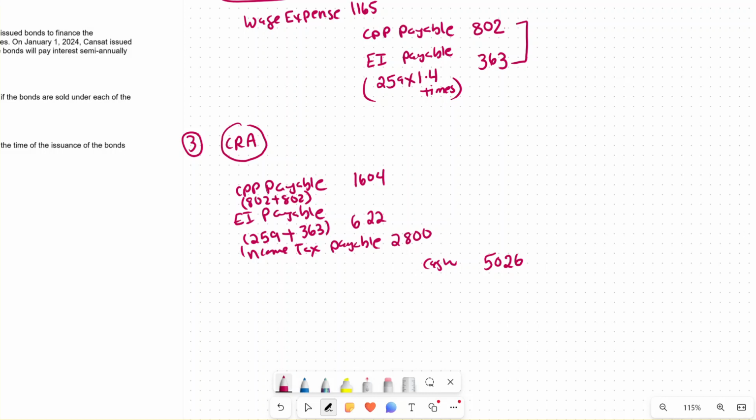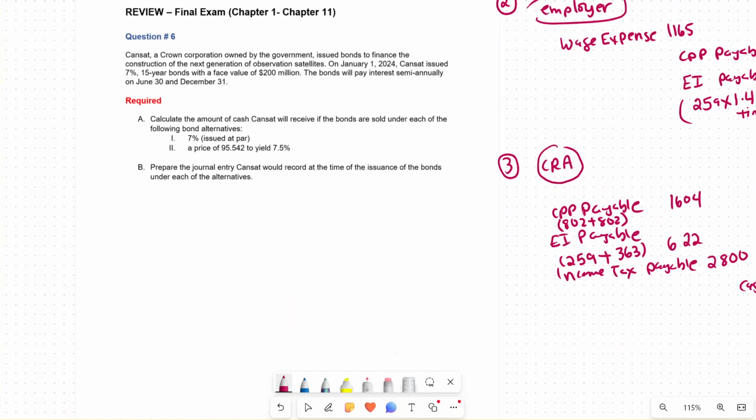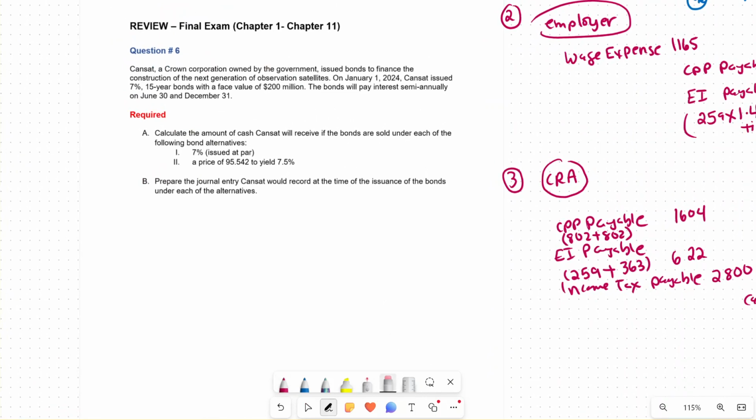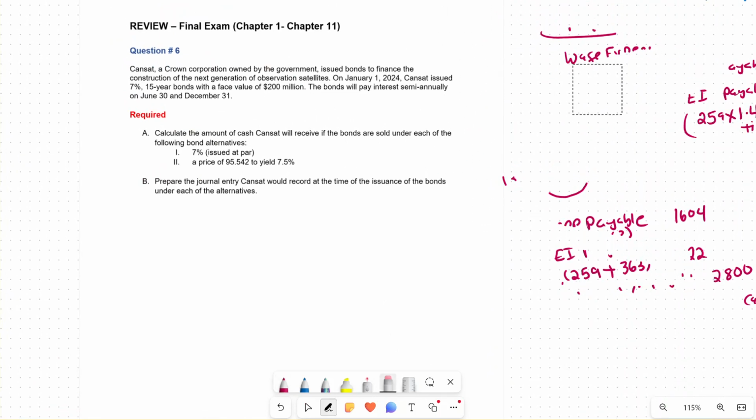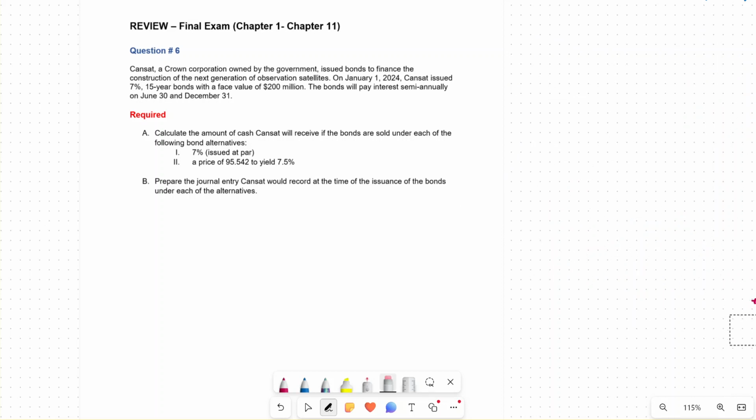Now going further, we have our next question. Again, this question we also did in class, a similar question. In this case, what we are doing is issuing a bond. This one was that Kansas, a crown corporation owned by a government, issued bonds to finance the construction of the next generation. On January 1st, they issued 7%.